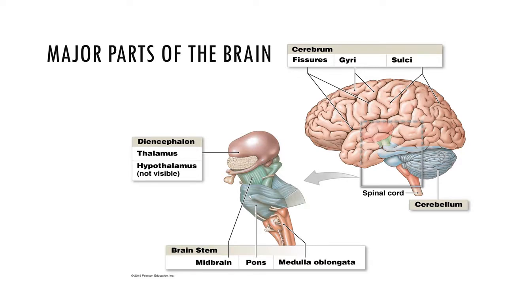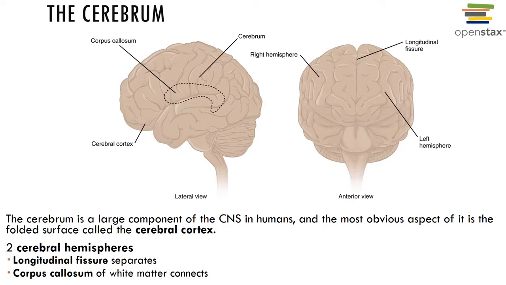The major regions of the brain are the cerebrum, the cerebellum, the diencephalon, the brainstem, the midbrain, and we will take a look at each of these structures in the next few slides. So starting with the cerebrum, it accounts for about 80% of the brain's mass.